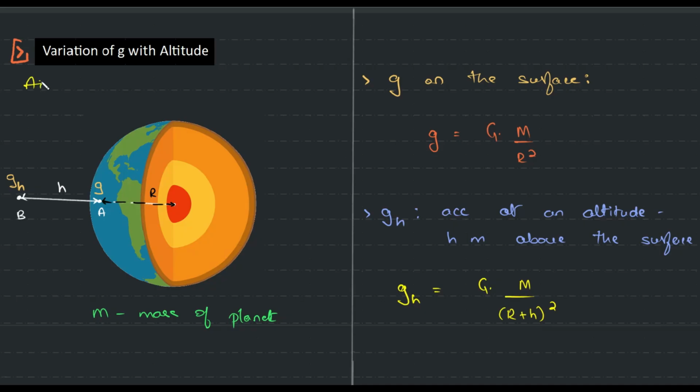So our main thing is to express gh in terms of g. That's what we are trying to, because g is something that we understand. If in place of planet, we take it as Earth, we experience g. Then we can relate it to g at height h. So what happens at that height? We can relate it. That's why we are trying to express in terms of g.